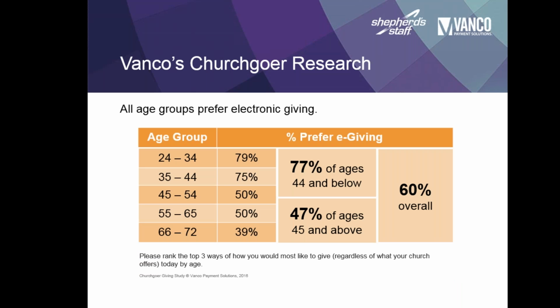It may not seem too surprising, looking at this table, that 77% of respondents ages 44 and younger prefer e-giving, but what was surprising is that e-giving is not just for the millennials and younger generations. 47% of respondents ages 45 and above also prefer electronic giving options, and to break this down a bit further, a surprising 40% of seniors in the ages 66 to 72 category said they would prefer to give electronically. So overall, 60% of churchgoers across all age groups prefer e-giving.